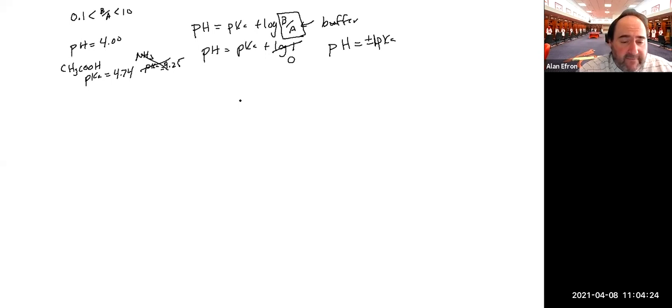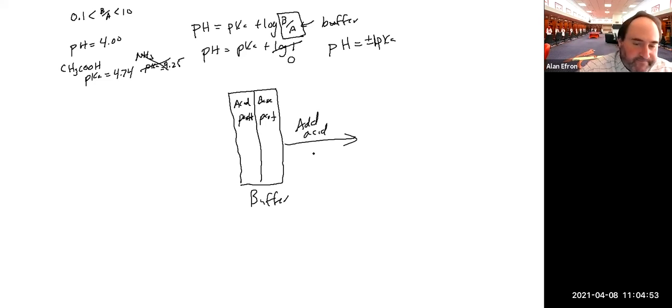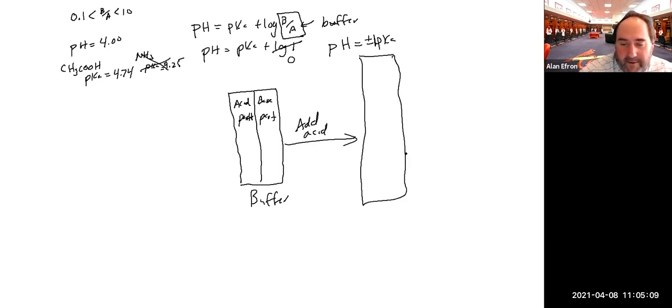But if we just visually think about what's happening here when we have a buffer, again, if we make the acid and base parts of the buffer about equal, what we see happen is, when we add acid to my buffer, the acid will react with the base part of the buffer and use some of it up, but it will actually make some of the acid part. So in my exaggerated drawing here, things got way bigger as well.